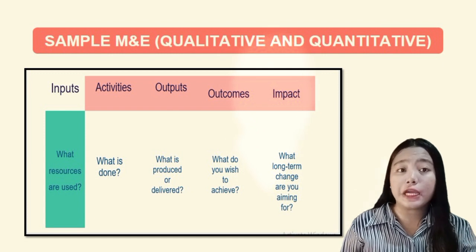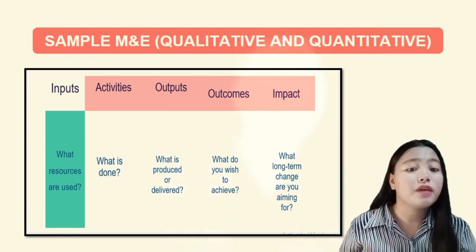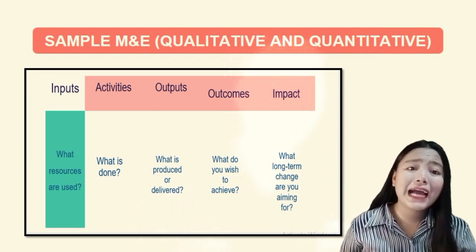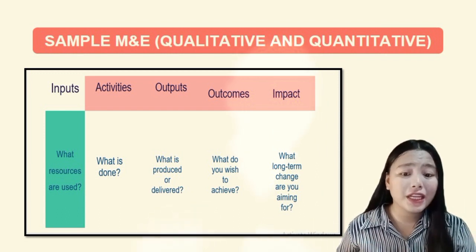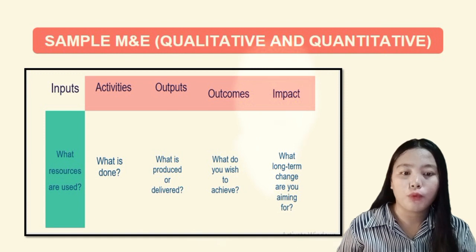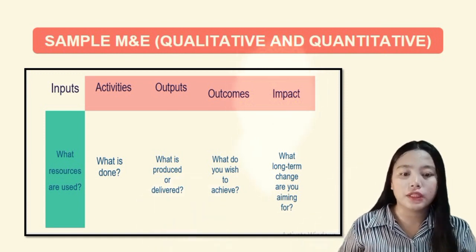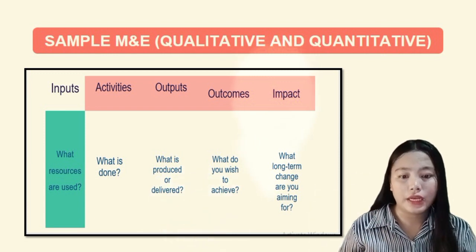The first one is the inputs. These are the resources needed to ensure that activities take place in the training. For example, in training activities, kailangan natin ng quality materials, skilled trainers, maayos yung physical venue, the logistics needed, and many more. These inputs are the ingredients to make your training run smoothly. So you need to know how to mobilize the resources in your training.